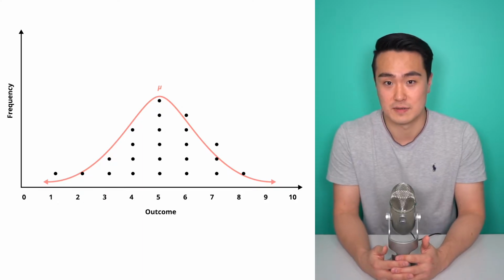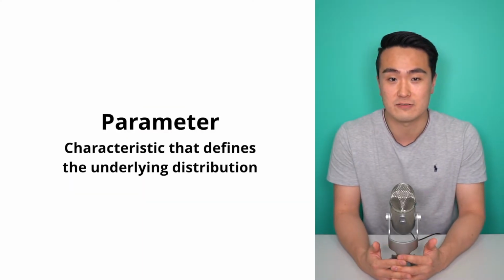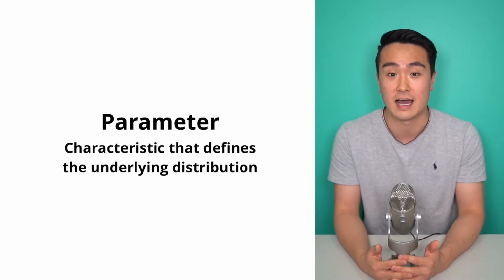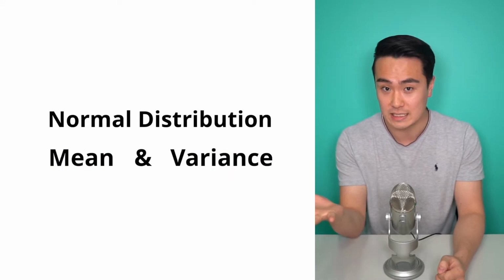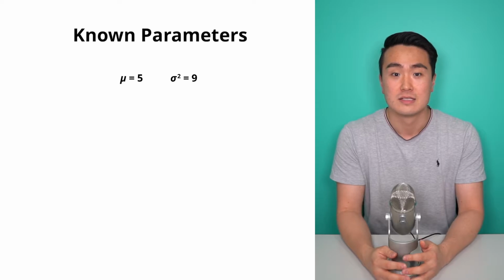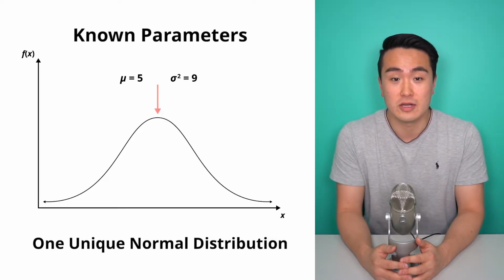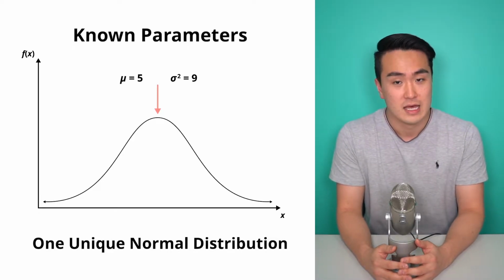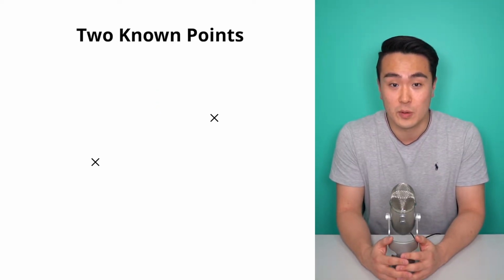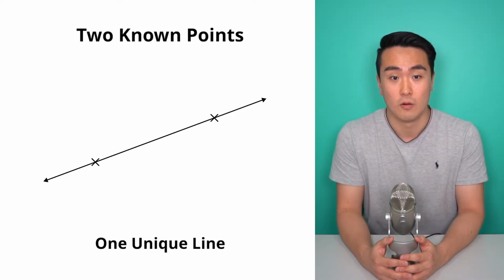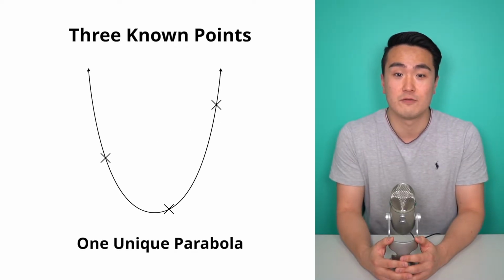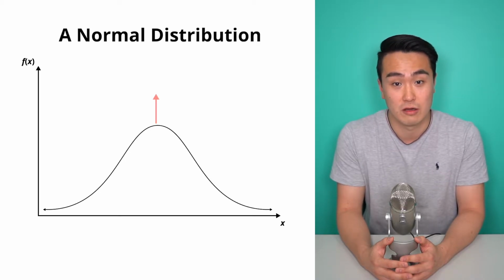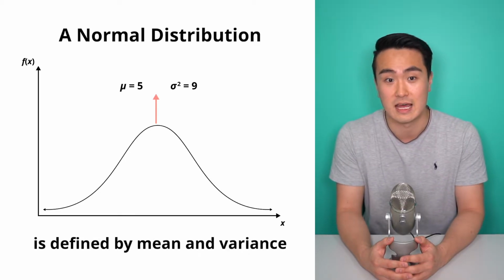Now, remember in the last episode, we discovered that a parameter is the characteristic that defines the distribution entirely by itself. So take note, a normal distribution has two and only two parameters, the mean and the variance. So given the mean and variance, there is one unique normal distribution that is possible. This is similar to how with two distinct points, we can find one unique line, or with three distinct points, we can find one unique parabola. In other words, if we know it's a normal distribution, then we'll know for sure it will just be defined by the mean and the variance.